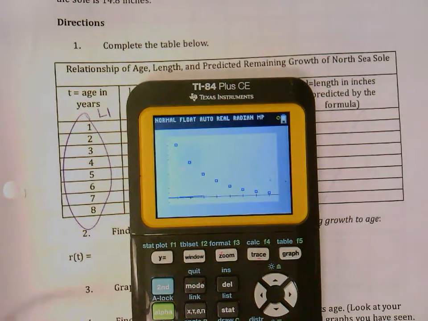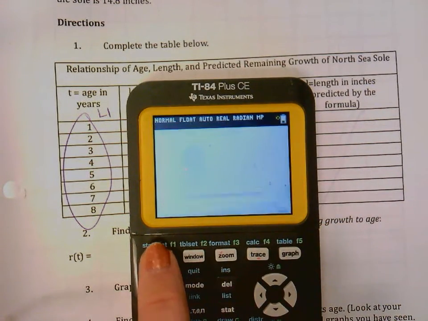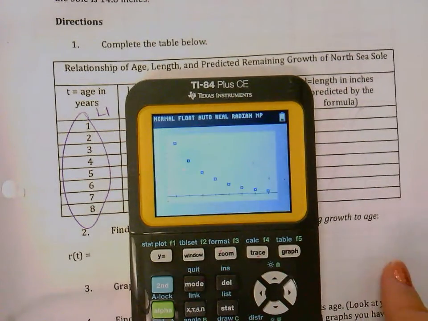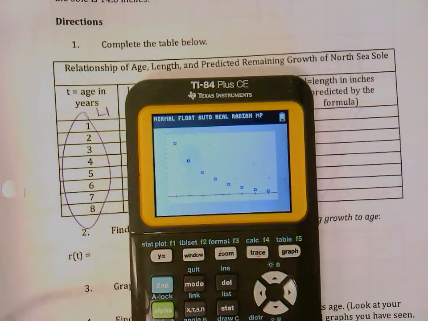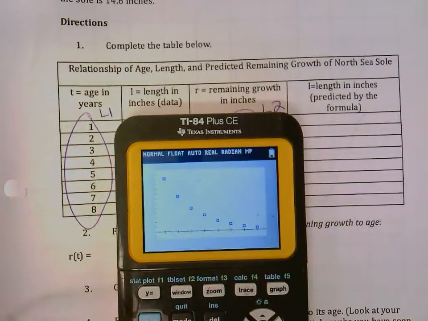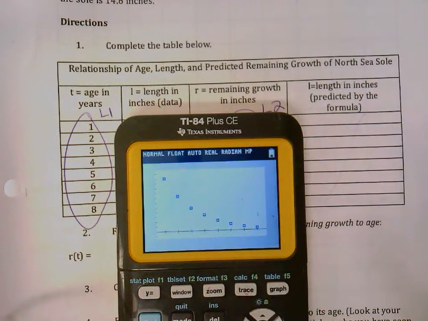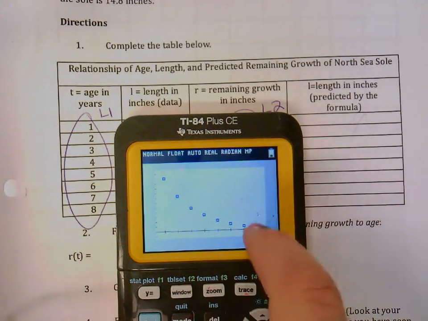Is that what yours looks like? I have something in my y equals menu I'm just going to get rid of, so clear that out. It did look like an exponential growth or decay graph, right? That was the age and the remaining growth. It makes sense that the older the fish gets, the less it has to grow. Does anyone need help getting that to show up?